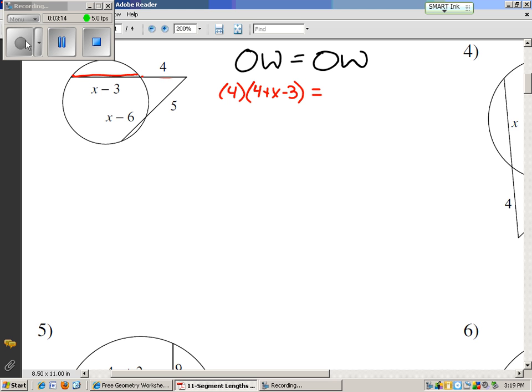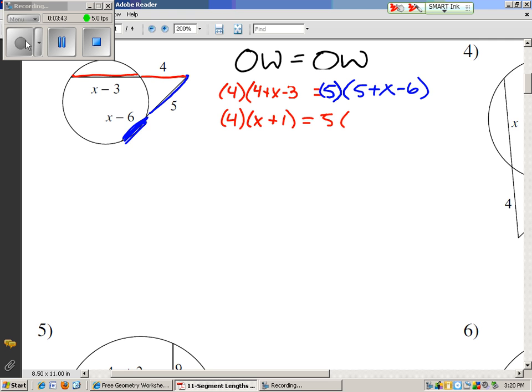And the outside of the lower secant, this part here, is going to be equal to 5. And then the whole lower secant is going to be 5 plus the other section of this, which is x minus 6. I know that half of this erased, but I believe I've got 4 and a minus 3 here. Right, so that's going to be 4 times x plus 1 when I put those two together. And this is going to be 5 times x minus 1 when I put those together.